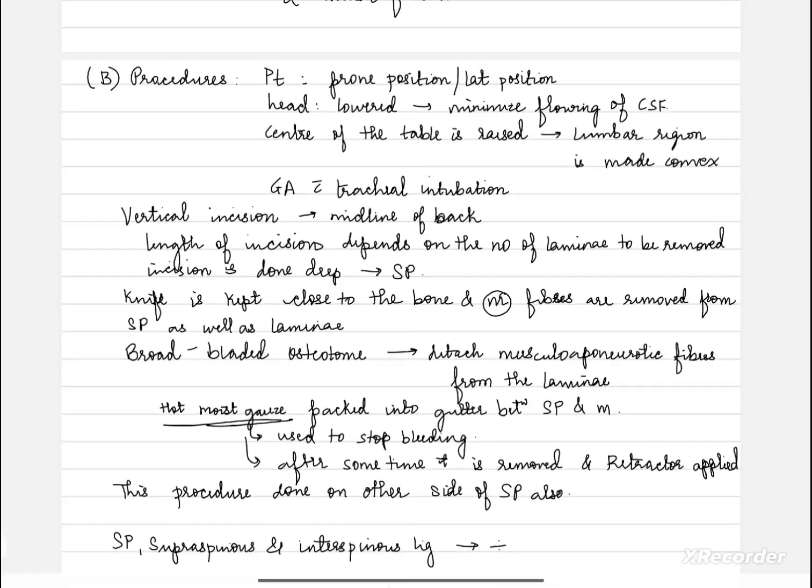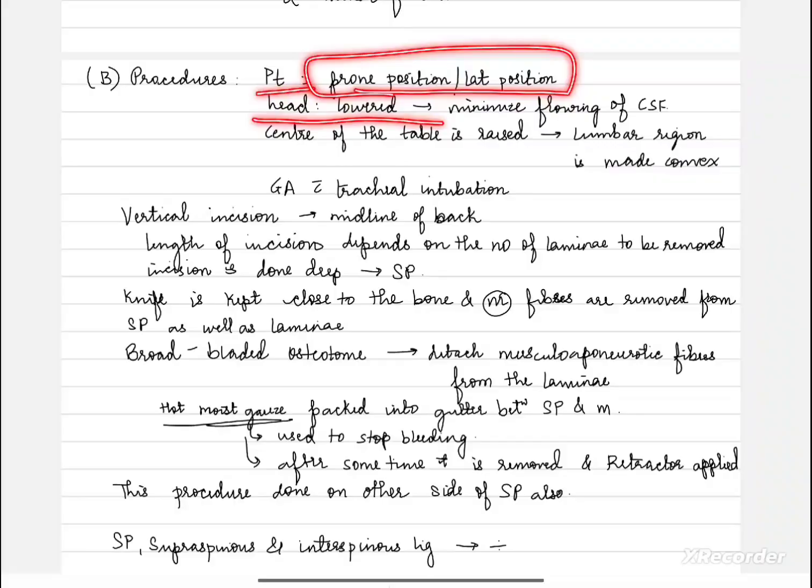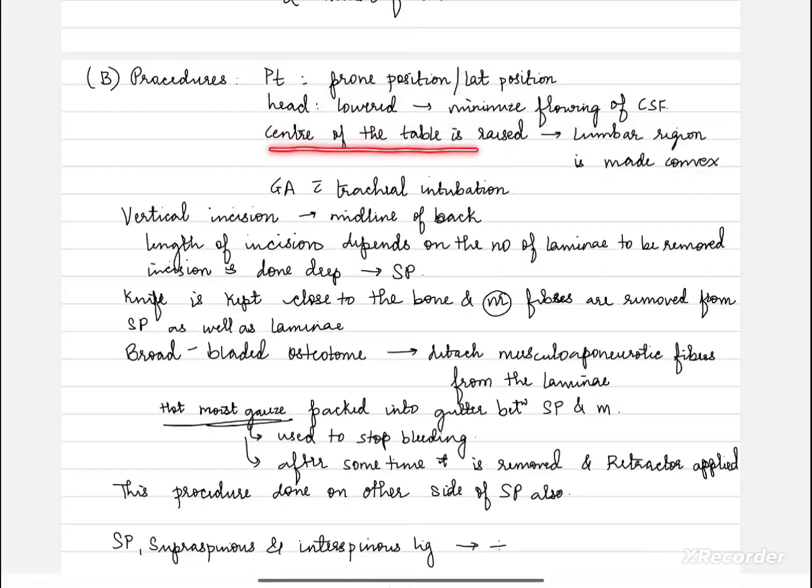What is the procedure? The patient is in prone or lateral position. The head is lowered, minimizing the flowing of CSF. The center of the table is raised and the lumbar region is made convex. Now, general anesthesia with tracheal intubation is given. A vertical incision is made in the midline of the back. The length of the incision depends on the number of laminae to be removed. The incision is done deep to the spinous process.